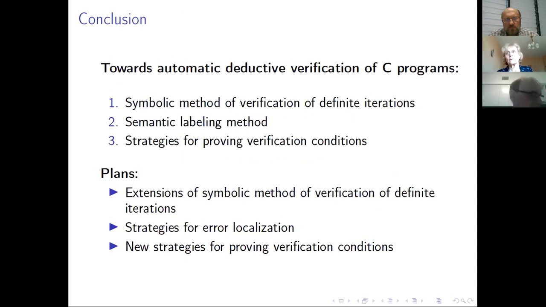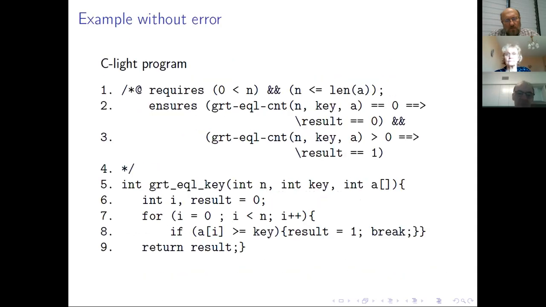I want to say that our research is an initial stage of the big path toward automated deductive verification of C programs. It may be considered as a first step on this way. And thus we plan to consider more complex examples than the following one.